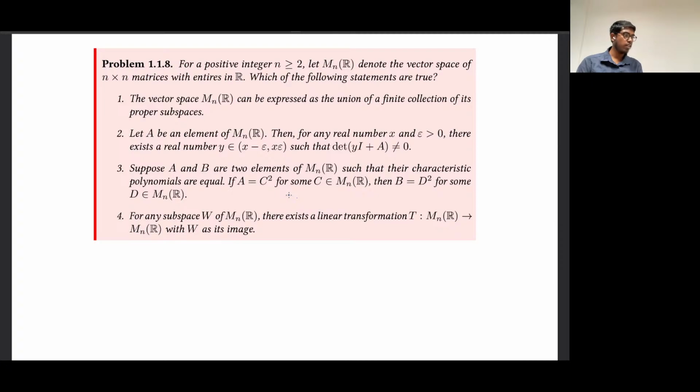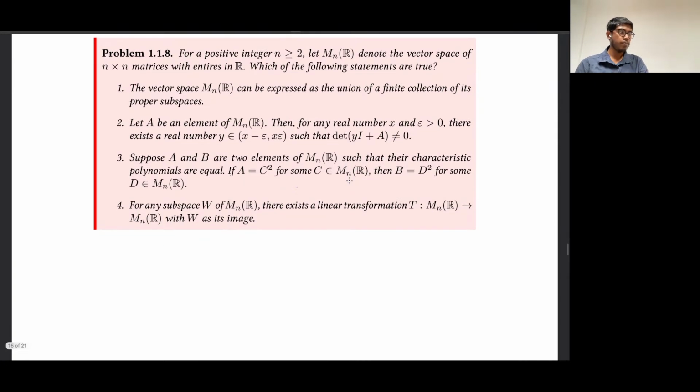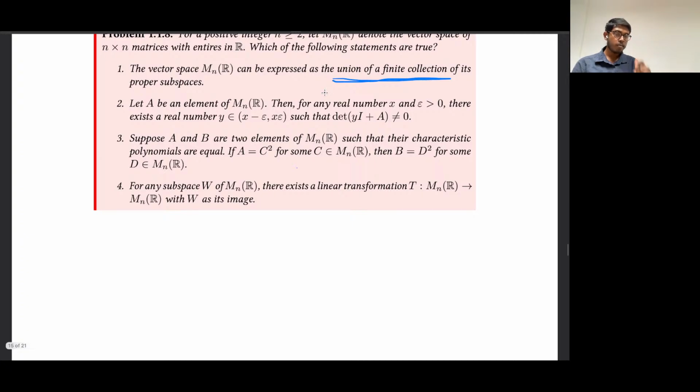Okay, so let's try. Okay, fine. Let's try with the first option. What is the first option? The vector space M_n(R) can be expressed as the union of a finite collection of its proper subspaces. Okay, so can it be true? See, it's a union of a finite collection. So here it's a union. Okay, so can it be true?